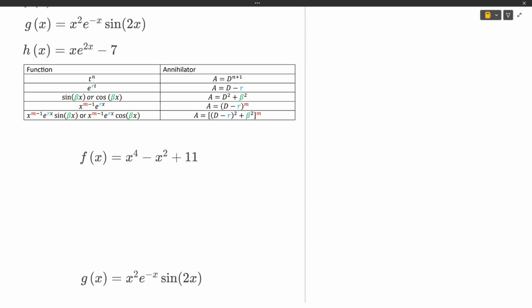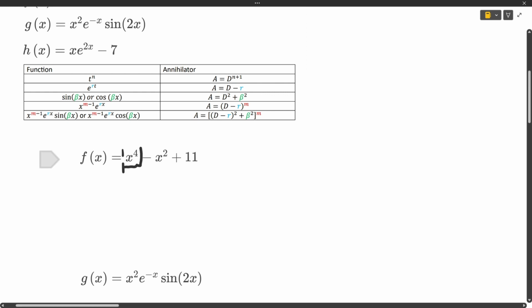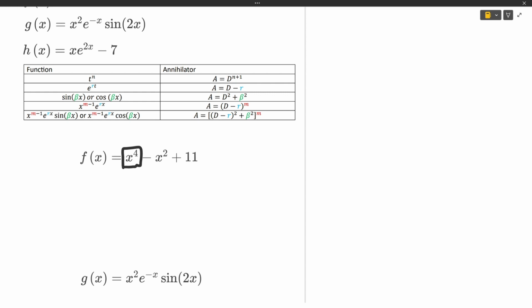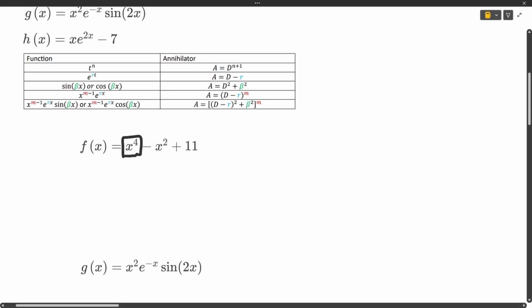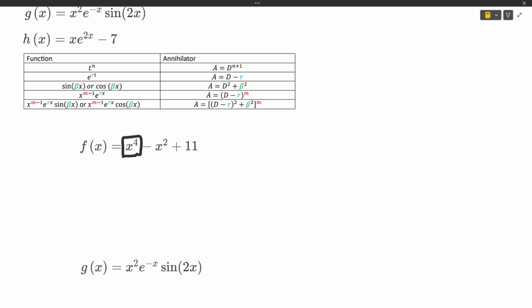So let's start with number 1 here, where we have f of x equals x to the 4th minus x squared plus 11. In this case, since nothing's being multiplied, this function resembles something in the form of t to the n. Anytime we're looking at a question like this, we always want to look at the highest degree, because if we annihilate the highest one, all the rest are going to go away with it. So in this case our n value is equal to 4.